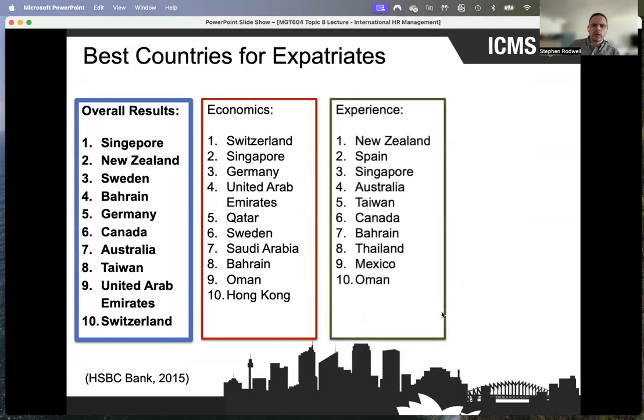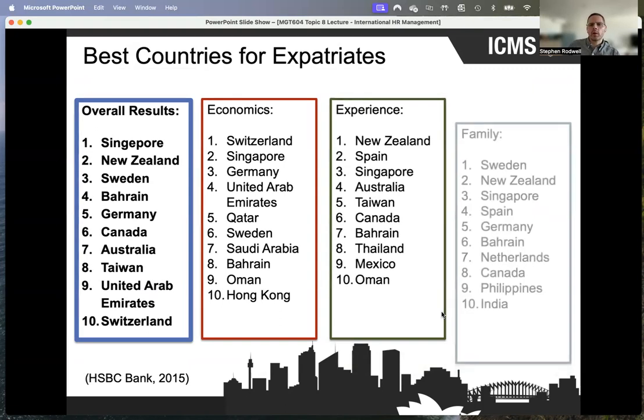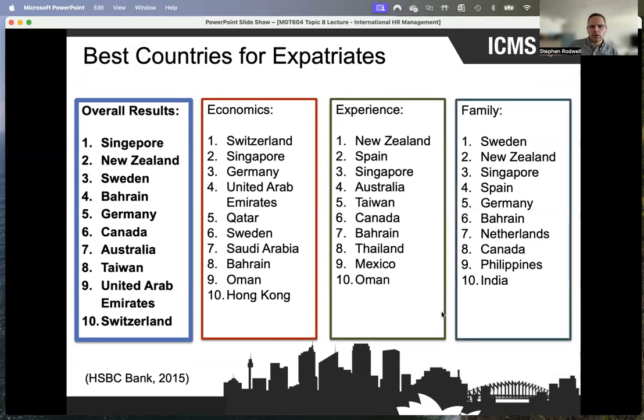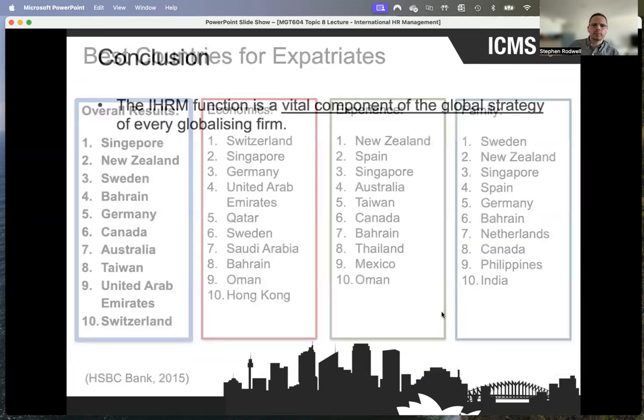For experience, a lot of people like to work in New Zealand, Spain, Singapore, Australia, Taiwan, Canada, Bahrain, Thailand, Mexico, Oman. And for family, Sweden, New Zealand, Singapore, Spain, Germany, Bahrain, Netherlands, Canada, Philippines, and India.